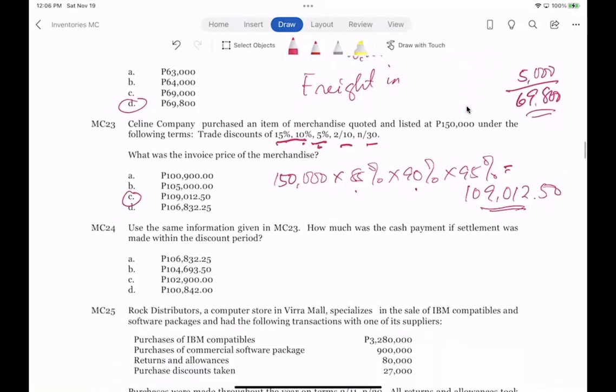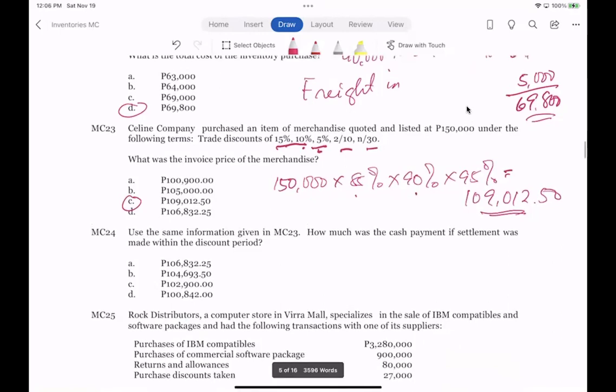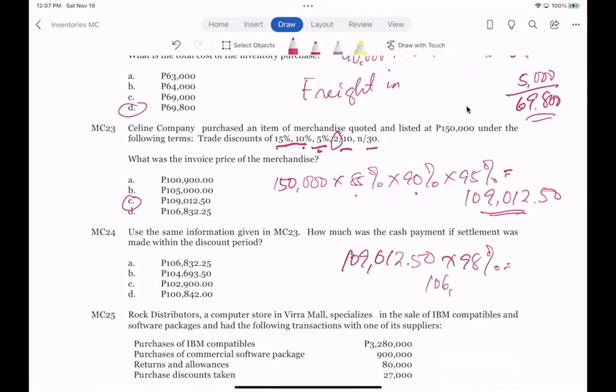Use the same information given in MC23. How much was the cash payment if settlement was made within the discount period? So you have a 2% discount there. So it's 109,012.50 times 98%. Therefore, the cash payment is 106,832.25.